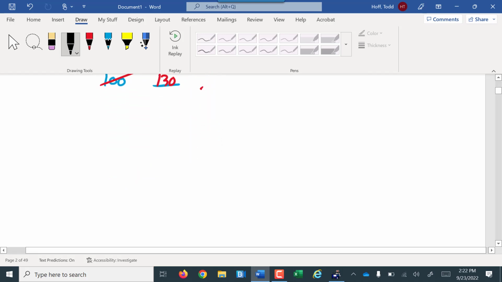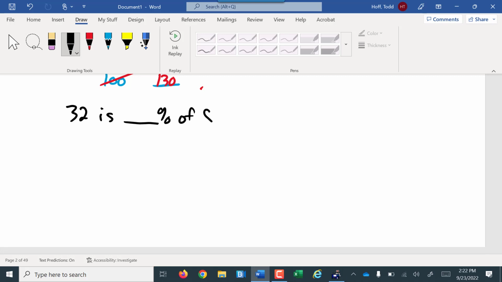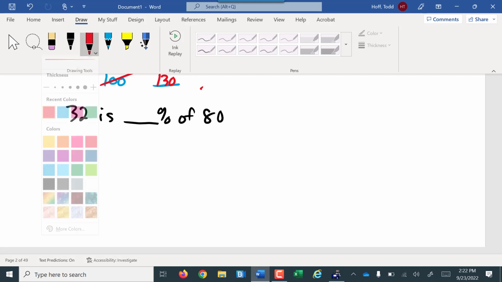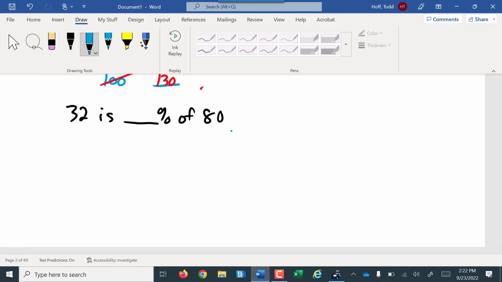So our next one we have here, 32 is blank percent of 80. So we've said that we always start with the percent, but here we don't have the percent, which doesn't change anything. We just make it blank over 100. Now that missing percent is what we're going to be looking for, what we're trying to find. So we're going to have both of the numbers on the other side.